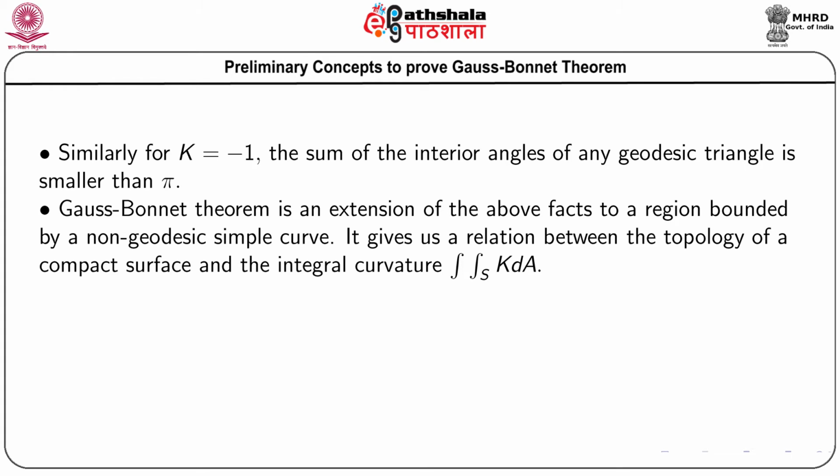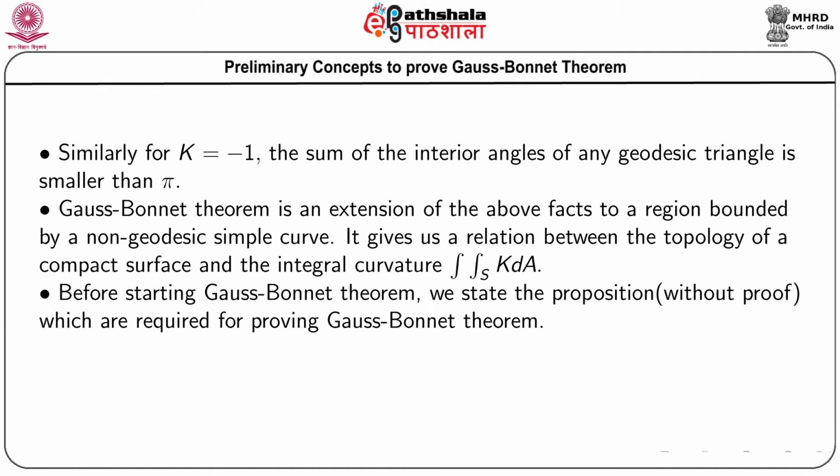Now, it gives us a relation between the topology of a compact surface and the integral curvature, the double integration of K dA over the surface. This is known as integral curvature, and this gives the relation between the topology of a compact surface and the integral curvature. Now, before starting to prove the Gauss-Bonnet theorem, we state the propositions without proof, because these proofs are beyond our scope here, but they are required for proving the Gauss-Bonnet theorem. We just state the propositions.